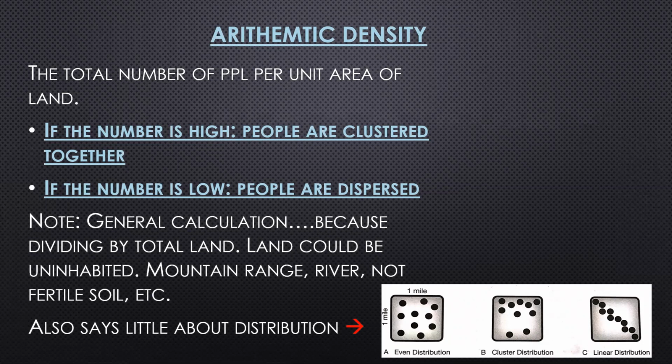But some of that land could be uninhabited, rather mountain ranges, rivers, maybe it's not fertile soil. Just think about Egypt again. Most of it is desert and a lot of the population is concentrated near the Nile River. So we won't be able to tell any specifics just by calculating the arithmetic density of Egypt. Arithmetic density also tells us very little about the distribution of a population. Maybe it's an even distribution, maybe it's clustered, linear. We won't really know just by calculating arithmetic density.